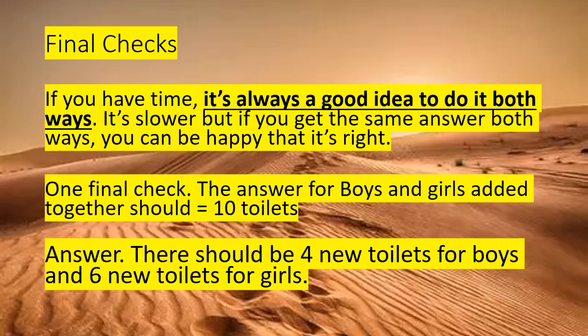Final checks. If you have time, it's always a good idea to do it both ways. It's slower, but if you get the same answer both ways, you can be happy that it's right. One final check: the answer for boys and girls added together should equal 10 toilets. So there are 4 new toilets for boys and 6 for girls. So yes, they equal 10.